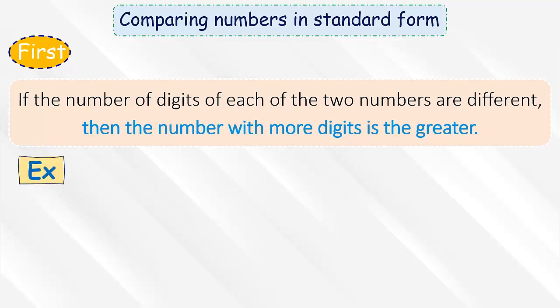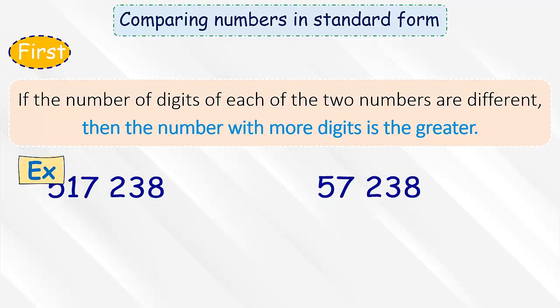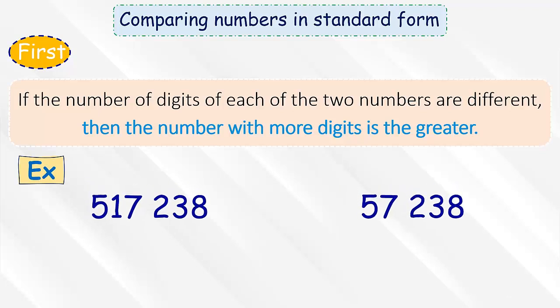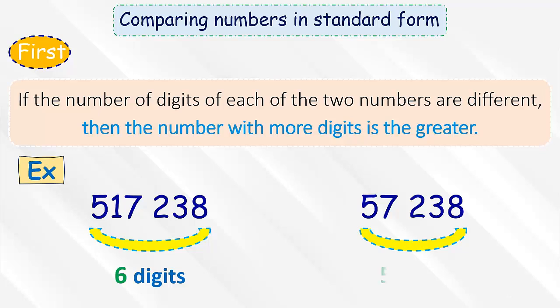For example, if we wanted to compare the two numbers in front of you, we will find that the first number, which is 517,238, consists of 6 digits. As for the second number, which is 57,238, it consists of 5 digits. Therefore, we can say that the first number is the greater.